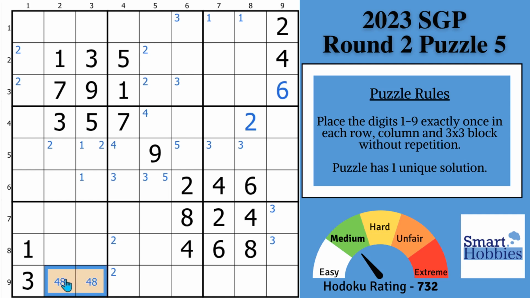And this is going to lead me up to my second step, because you've got to find things like these to set up future solving combinations.